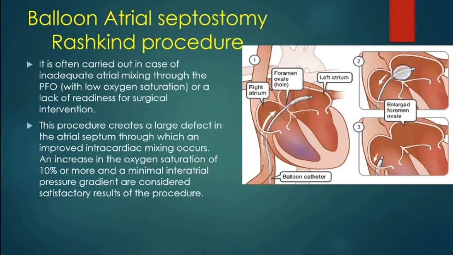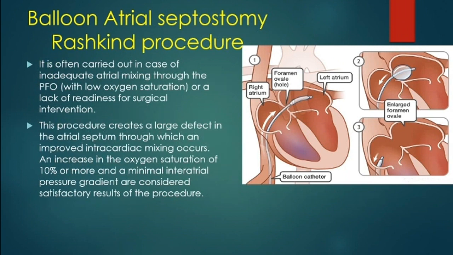Balloon atrial septostomy, the Rashkind procedure, should be immediately carried out in case of inadequate atrial mixing through the PFO, when the patient is presenting with low oxygen saturation and we are not ready for urgent surgical intervention.